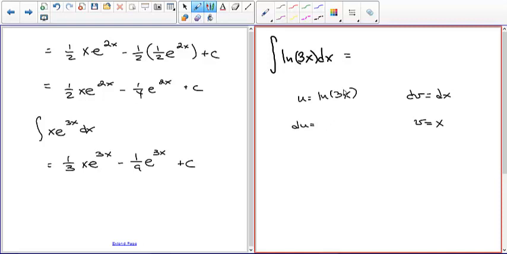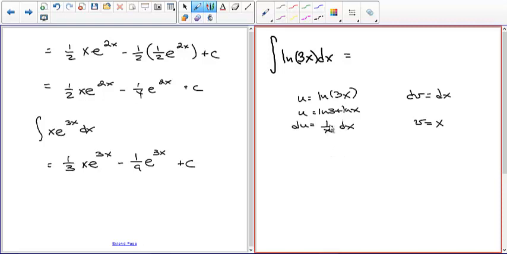what could I do there before I take the derivative? Could I use the properties of logarithms to change it somewhat? It doesn't make a huge amount of difference, but what is the natural log of 3x? It's the natural log of 3 plus the natural log of x. So if you take the derivative of the natural log of 3, well, that's a constant. So you just end up with 1 over x dx.